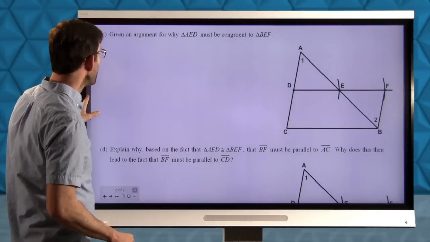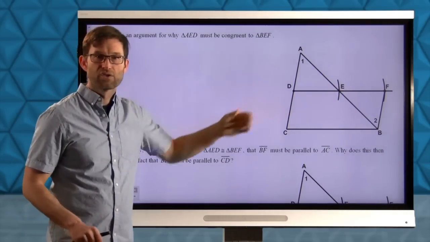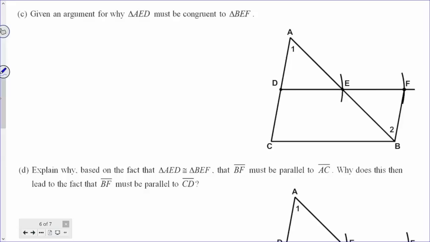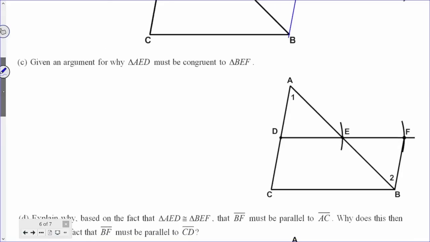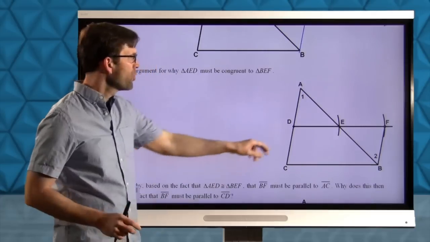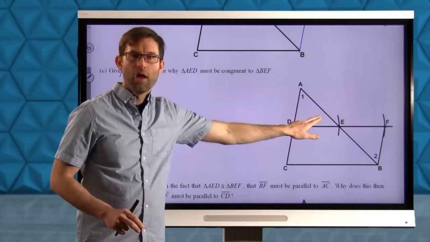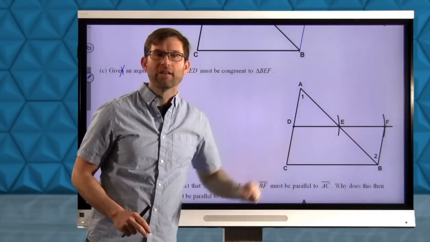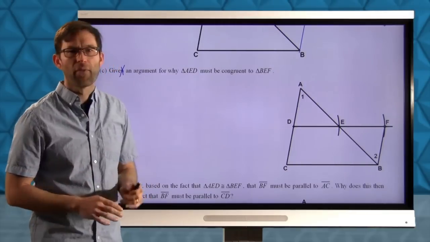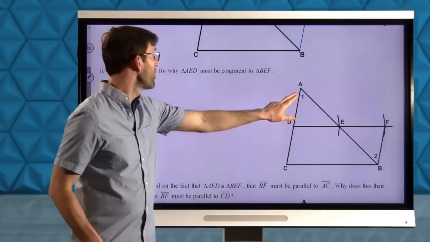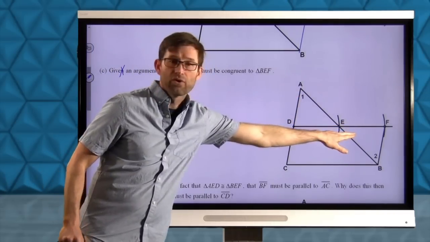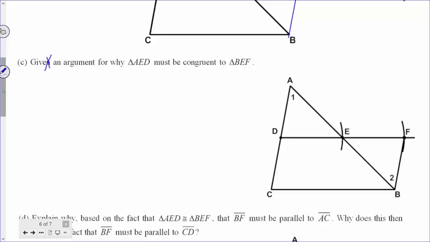All right, so letter C. Here's that diagram with all the constructions done. Letter C says, give an argument for why triangle AED must be congruent to triangle BEF. So why is it that this triangle up here must be congruent to that one down there? I'd like you to think about that for a little bit. Why is triangle AED congruent to triangle BEF?